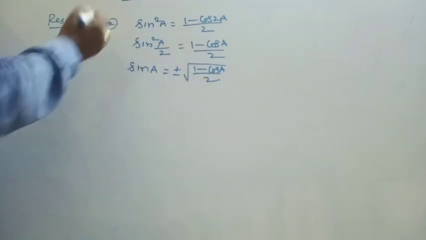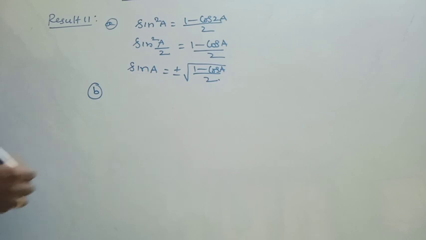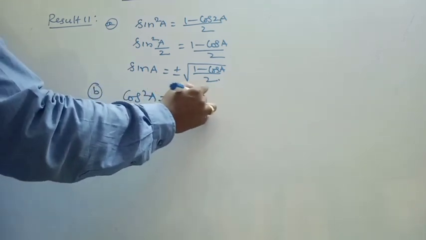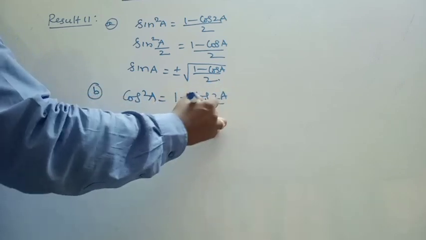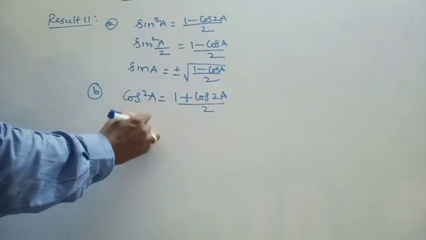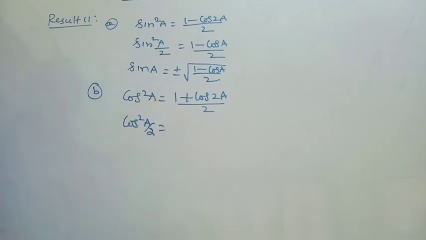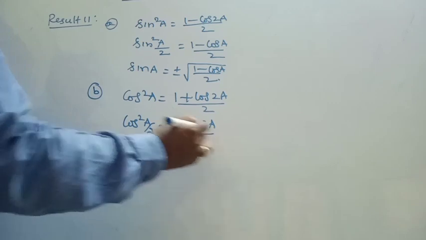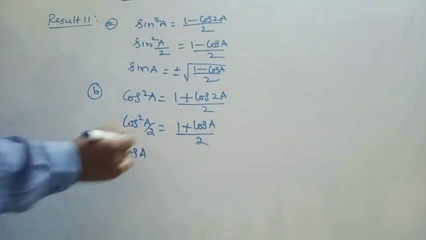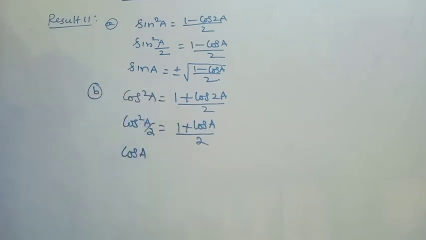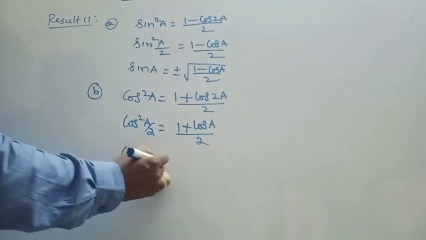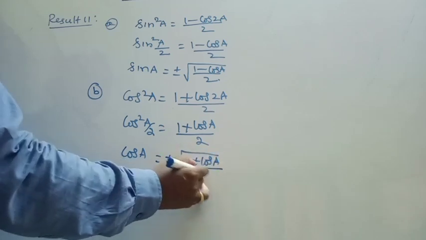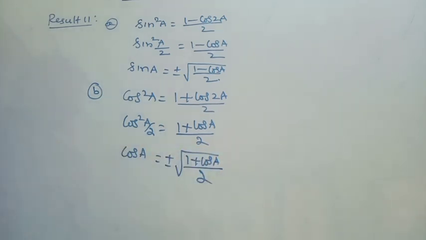This is part A, and part B in the same way, my dear students. We know that cos square A is equal to 1 plus cos 2A by 2. By taking the half angle formula, cos square A by 2 is equal to 1 plus cos A by 2. And from this, see how beautifully we have got the half angle formula. Now cos A by 2 is equal to plus or minus root over 1 plus cos A by 2. Like this we have got it nicely, my dear students.